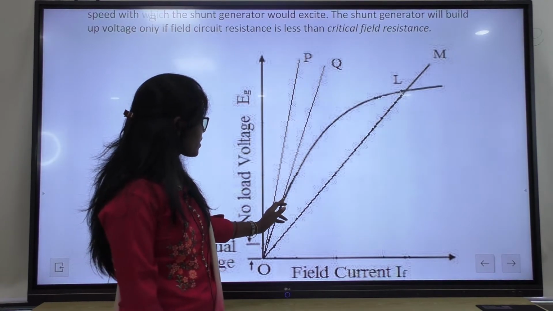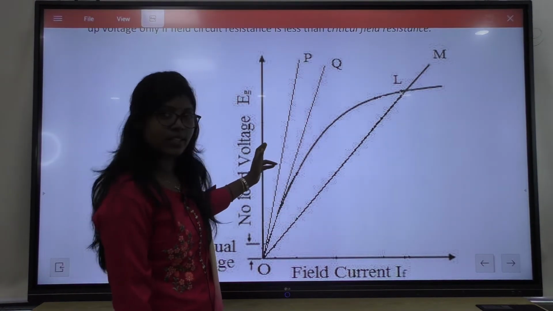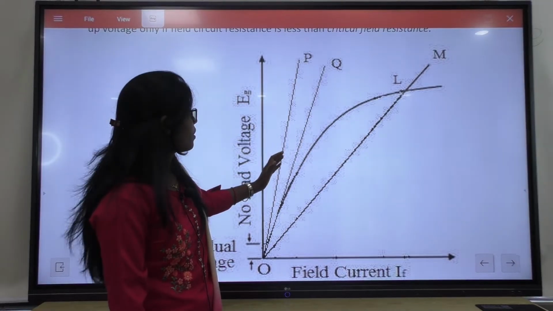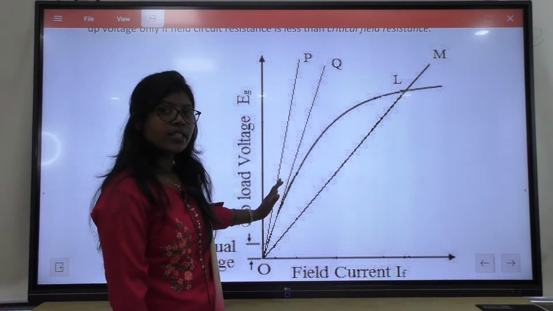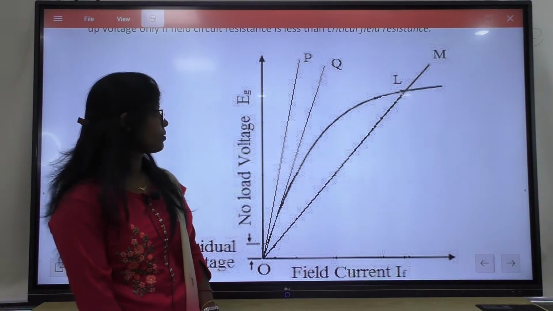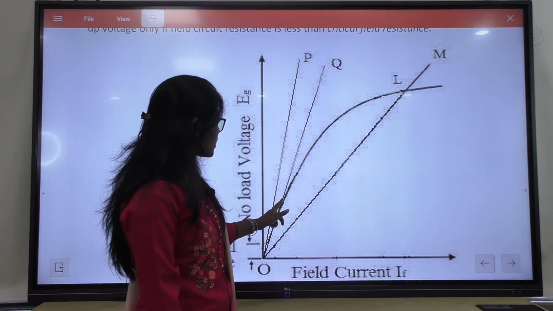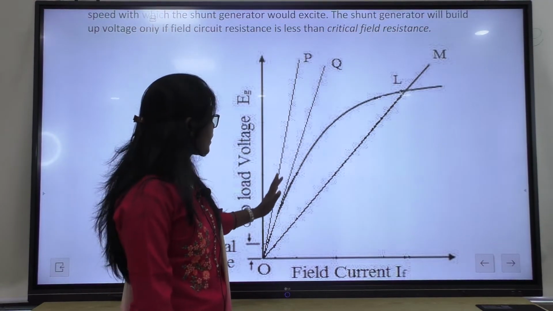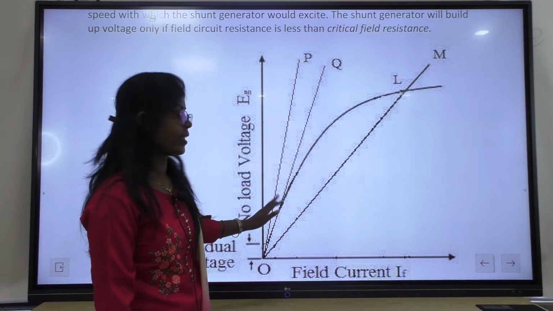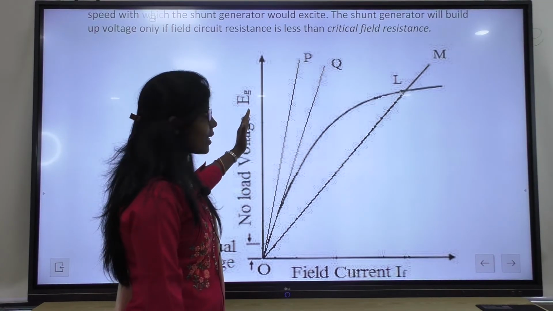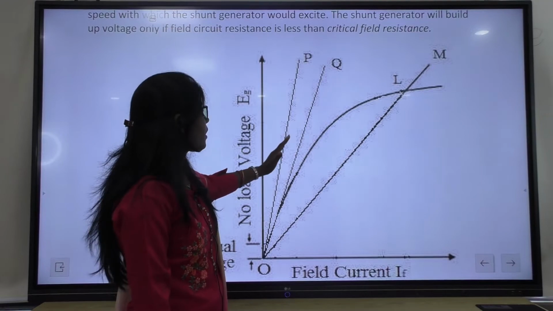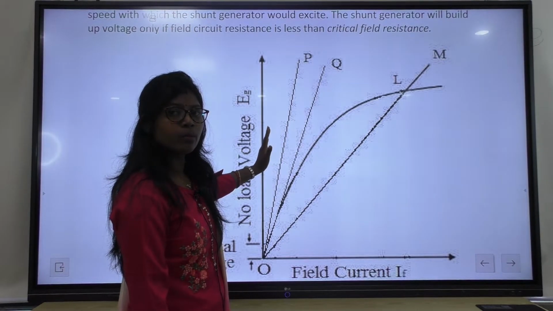Okay, critical resistance is the maximum shunt field resistance at which the generator can build up the voltage. This is the maximum resistance at which the generator can build up its voltage. Above the critical resistance, the generator cannot build up voltage.